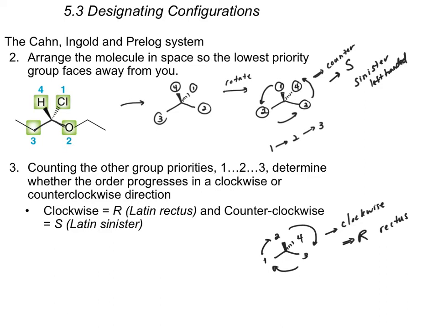Okay, yeah. So in order to rotate it, do you want the biggest group to be number 1, or to be closer? No, so you want the lowest priority, number 4, whatever the 4 is, it has to be on the dash. Okay. 4 has to be on the dash. You're going to do whatever you have to do to get 4 on the dash. It has to be going into the board.